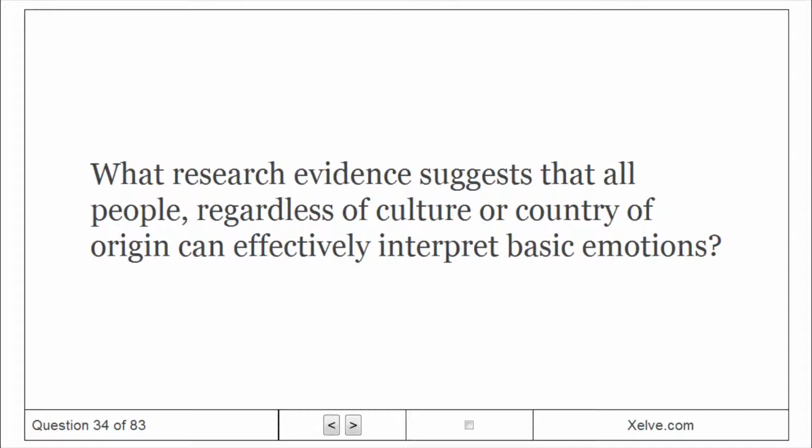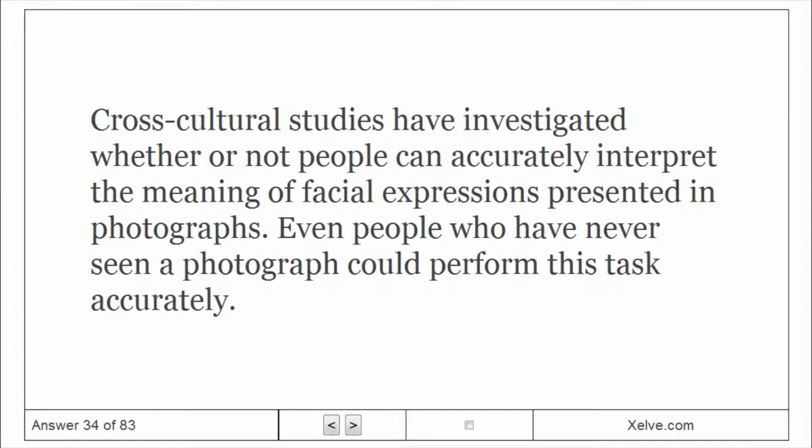What research evidence suggests that all people, regardless of culture or country of origin, can effectively interpret basic emotions? Cross-cultural studies have investigated whether or not people can accurately interpret the meaning of facial expressions presented in photographs. Even people who have never seen a photograph could perform this task accurately.